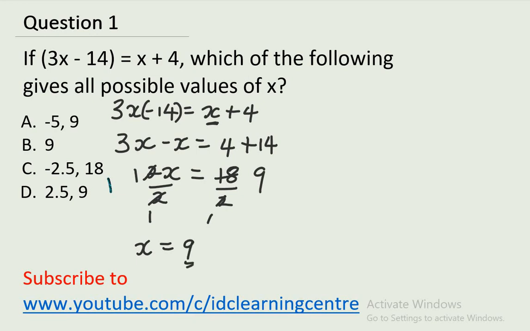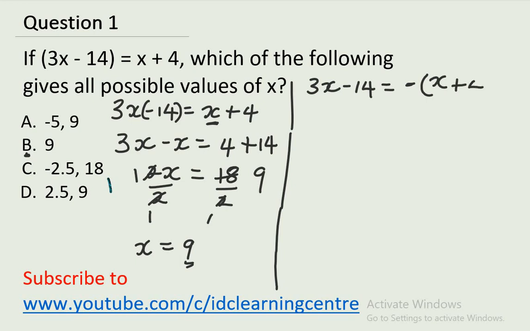Now, a lot of people will be in a hurry to pick B as an answer. But if you do that, sorry, that will be wrong, because we need to solve for the negative version as well. So we go back to the equation, which is 3x minus 14 equal to, since you are looking for the negative value, it becomes negative, and what we have at the right hand side, x plus 4. 3x minus 14 equal to minus x, and minus times plus 4 will give me minus 4.